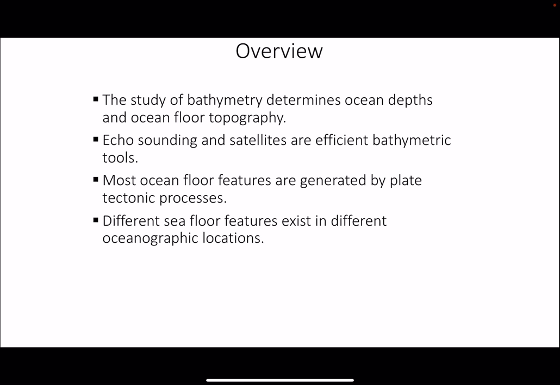Bathymetry is studied in a number of ways, and we'll talk about a handful of them and how they've changed over time, starting with fairly simple things like echo sounding and moving towards satellites as bathymetric tools.